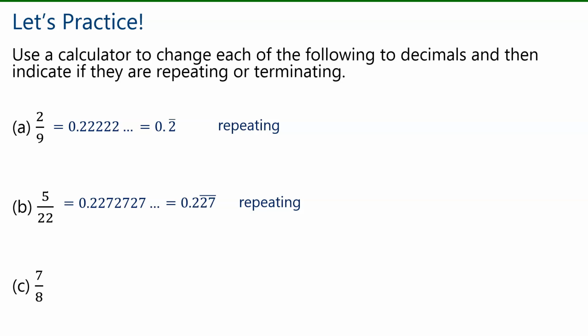Now when I do 7 divided by 8 on my calculator, I get 0.875, or 875 thousandths is how we should say it. Now because it stops after the 5, we'll call that terminating. So we don't use bar notation when it's terminating, that's only for repeating.